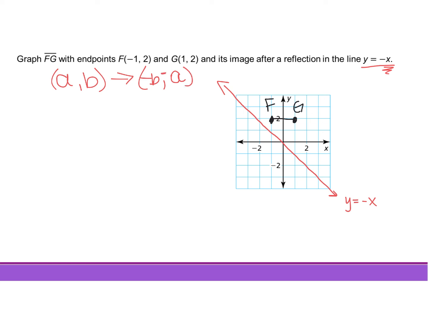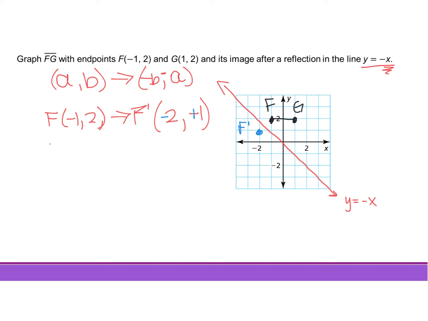So what that means for us is that when I look at F, which was at -1, 2, F prime is now going to become, I'm going to flip-flop the -1 and the 2, so the 2 will be up front. The -1 goes to the back, or in the y position, and then I have to change the signs of both of those. So my positive 2 becomes negative, my negative 1 becomes positive. So now F prime is going to be at the location -2, positive 1, or right here.